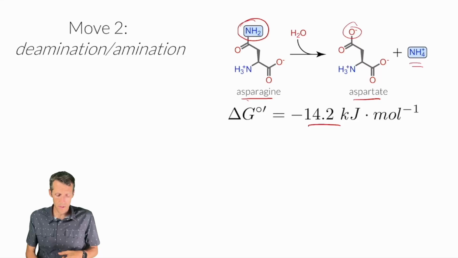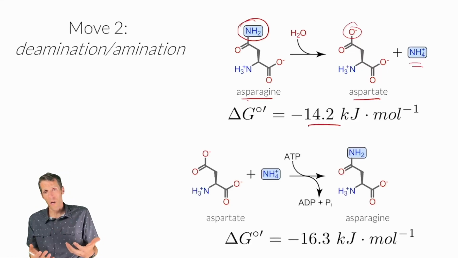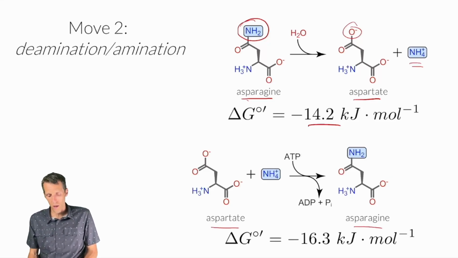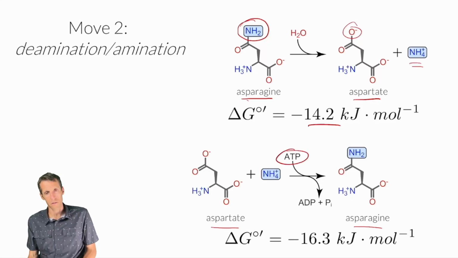That's deamination. The amination move is thermodynamically unfavorable, but it's the exact reverse, so I've just drawn it as the exact reverse. We've got an asparagine and an aspartate. But to do so, every time we see this biologically, we're going to have to do some energy investment.